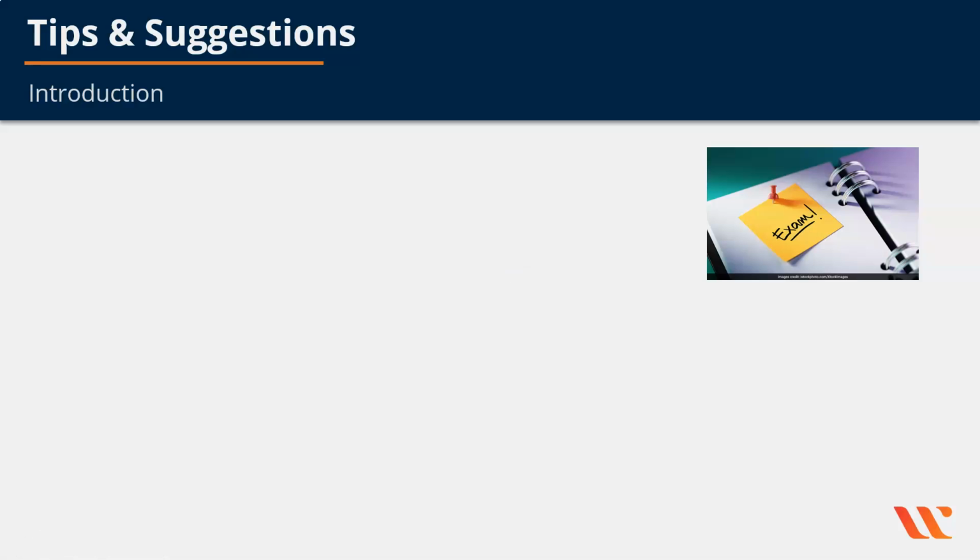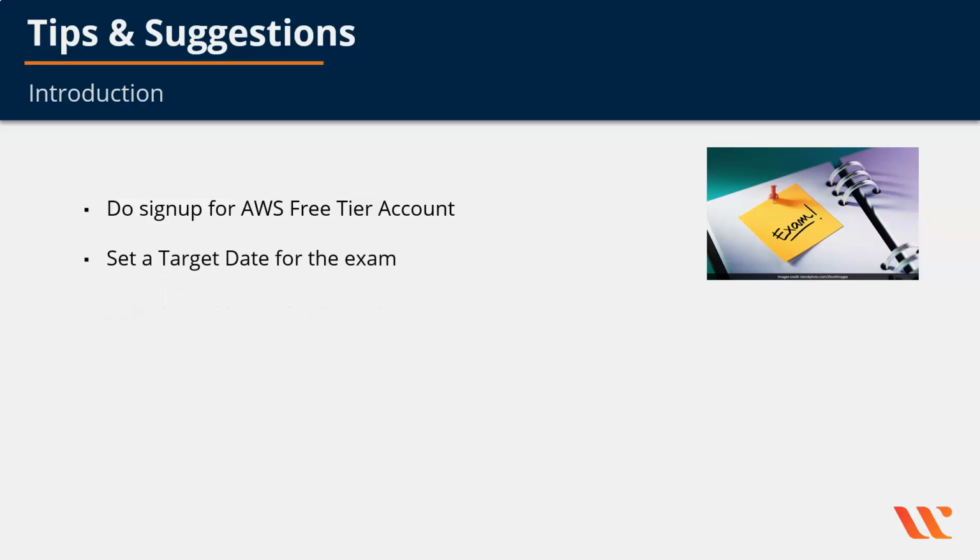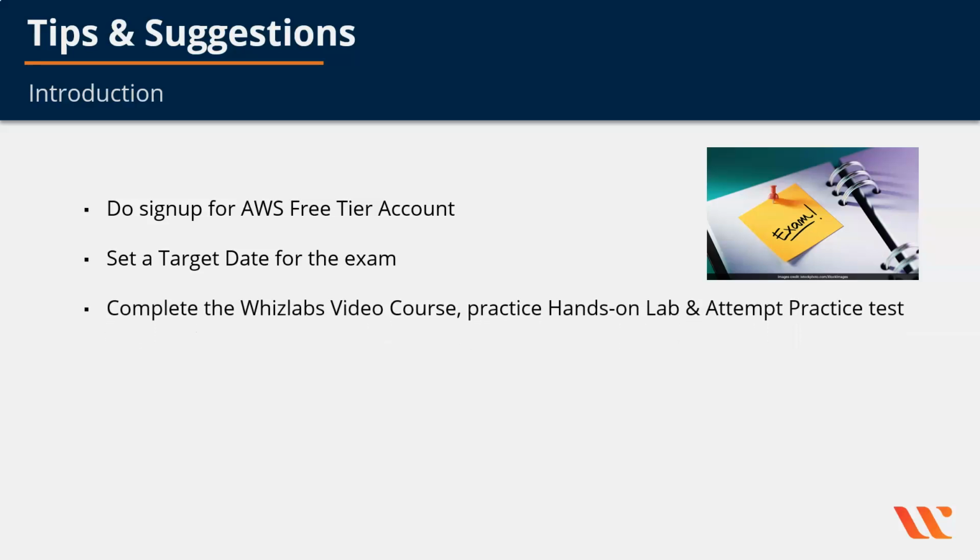Now let's see some tips and suggestions. Your first step should be to sign up for an AWS free tier account and practice regularly. Set a target date for your exam. Complete the Whizlabs video course, practice hands-on labs, and attempt the Whizlabs practice test. Do not try to memorize everything, try to understand the underlying concepts.